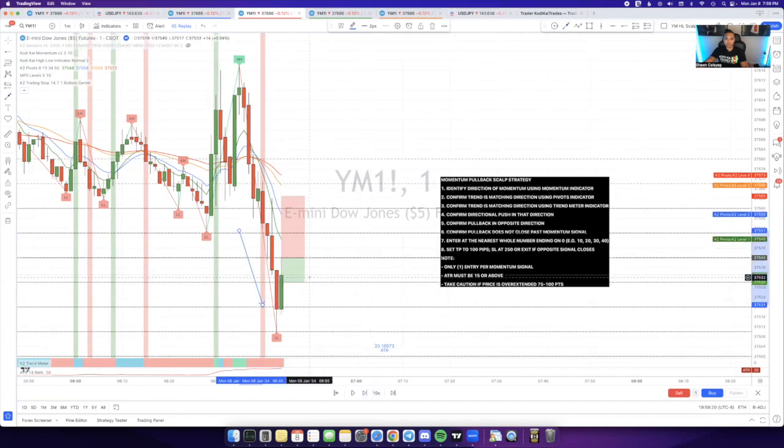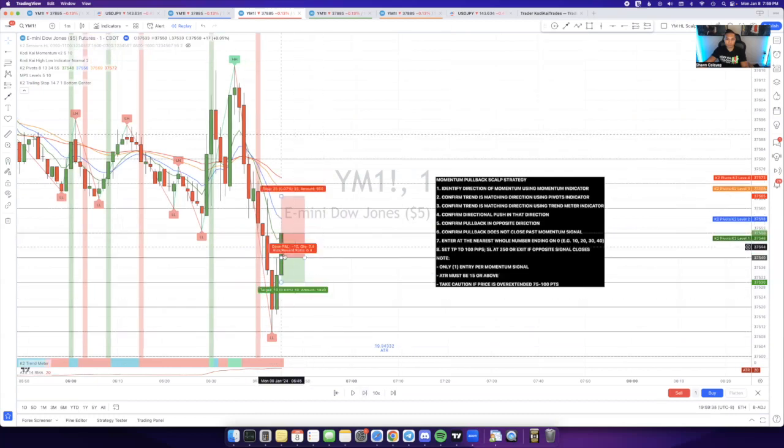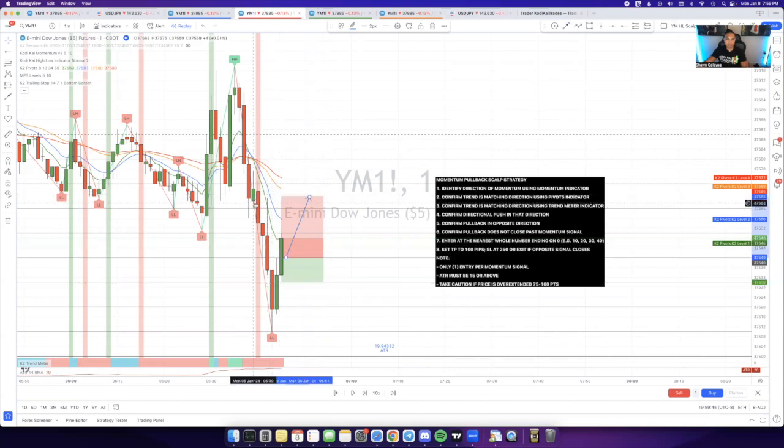Step 5, you want to confirm a pullback in the opposite direction. So right here, price pulls back. And now at this point, your entry is going to be right here at the 40 mark, right? So let the trade run through. It fills right there. So the only 2 ways to get out of this trade is if it hits your stop loss or if you get an opposite signal. So we currently have a sell signal right here. If you get a buy signal, you're supposed to pull out of the position.